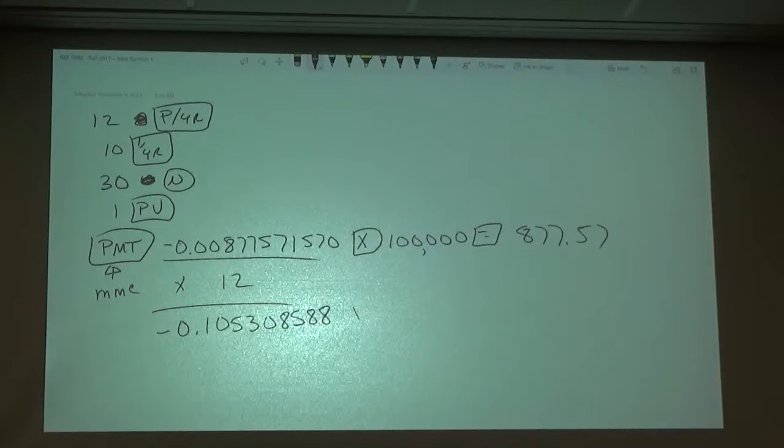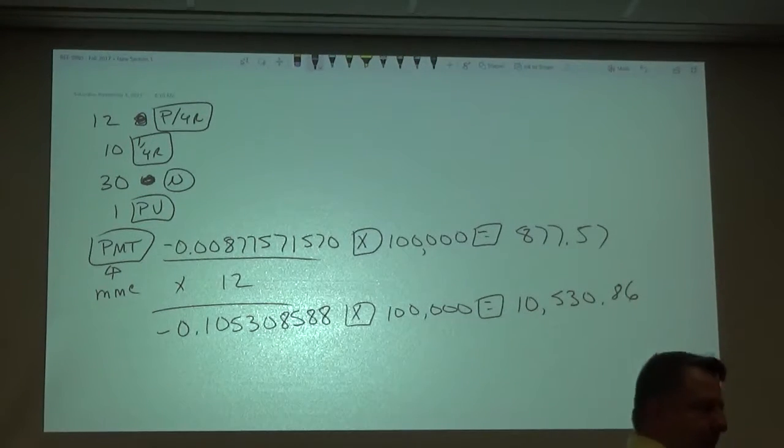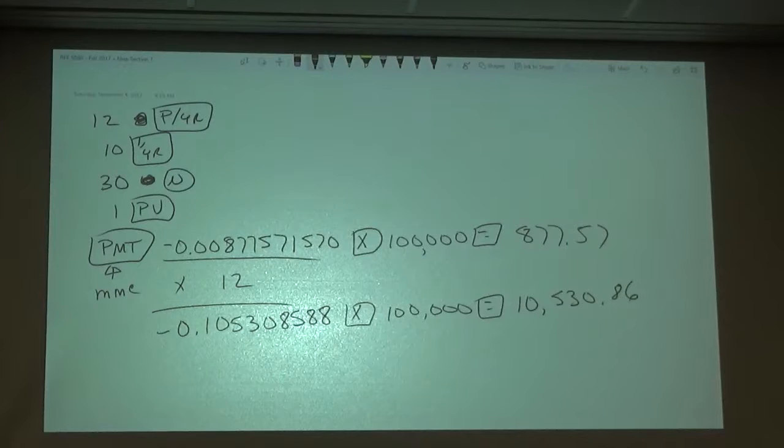And if we were to multiply that times $100,000, we would get $10,530.86, which would simply be our total principal and interest for basically the whole year. Does that make sense? Okay?